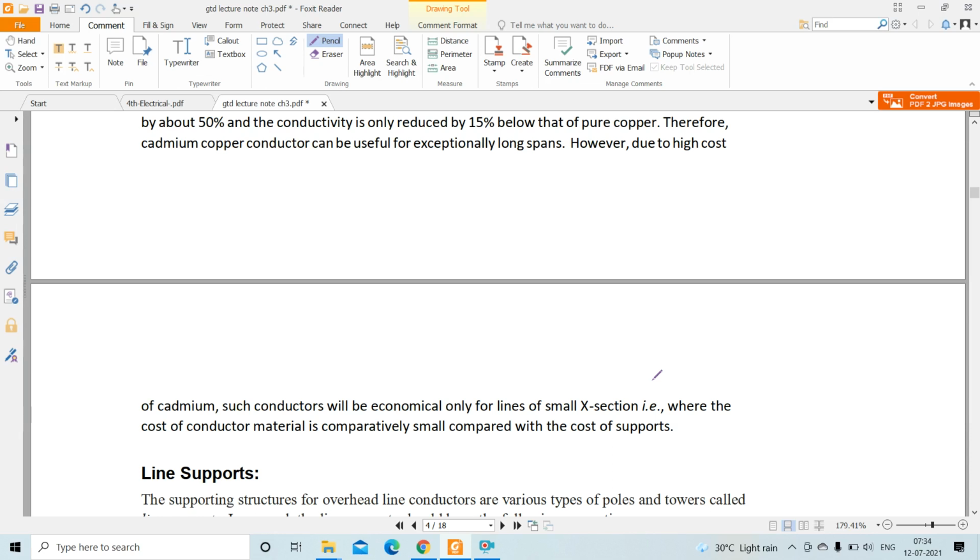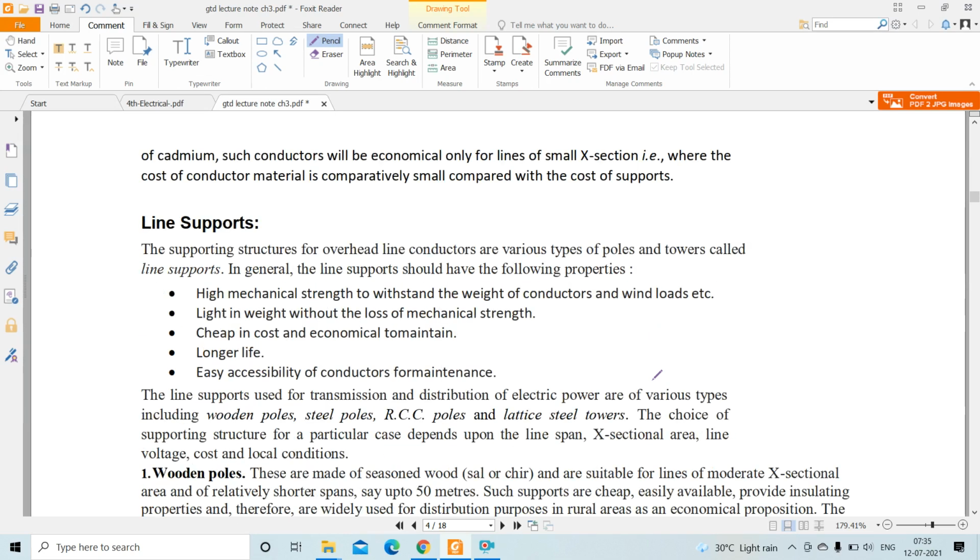That's why such type of conductor will be economical only for the line of small cross section, where the cost of conductor material is comparatively small compared with the cost of support. And the next part is the line support.